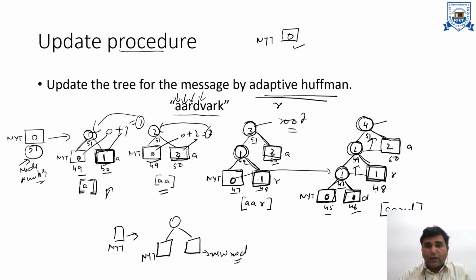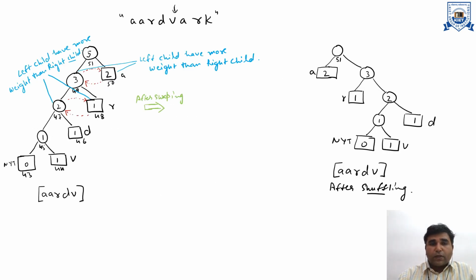Now at this point we have made a tree for letters A, A, R, D. Now come to the next letter, that is B. Now we have the message A, A, R, D, B, A, R, K. Now we have to make a tree for letter B.